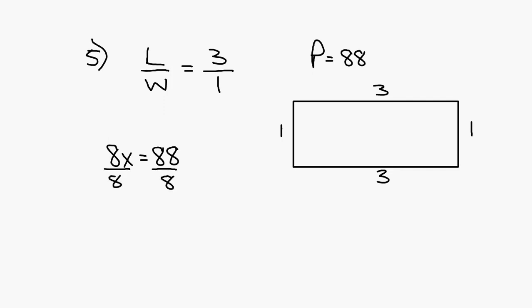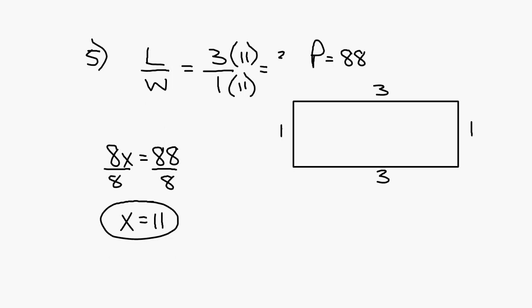11 is called your multiplier. If your ratio is 3 to 1, and you multiply the 3 times 11 and the 1 times 11, you get a length of 33, and you get a width of 11. The question was, what is the length of the rectangle? There it is, 33. Everybody good on number 5?